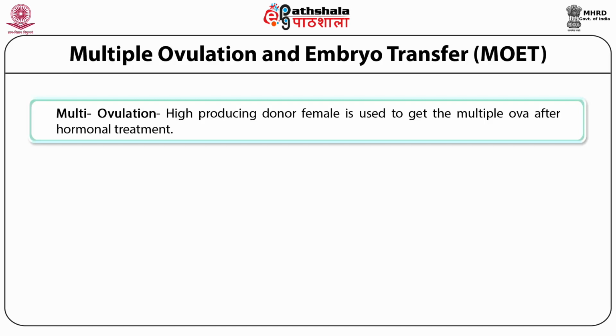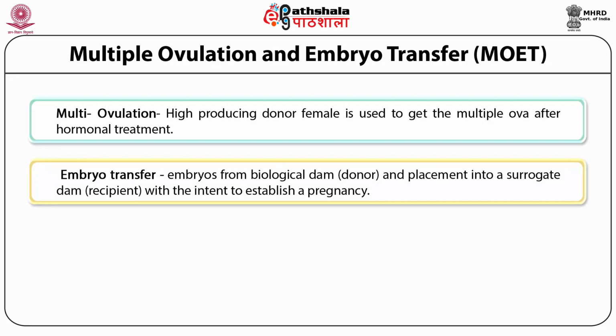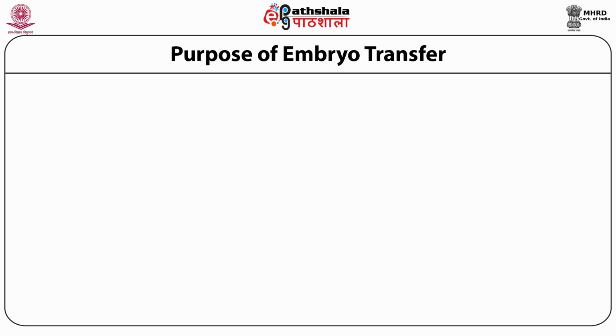The second part is embryo transfer. Once multiple ova are released from the ovary, they can be fertilized in the reproductive tract, and the embryo can be isolated by using ultrasonography. So why should we perform multiple ovulation and embryo transfer?